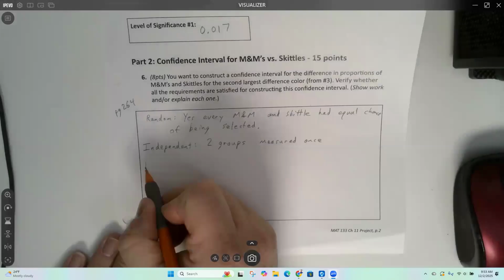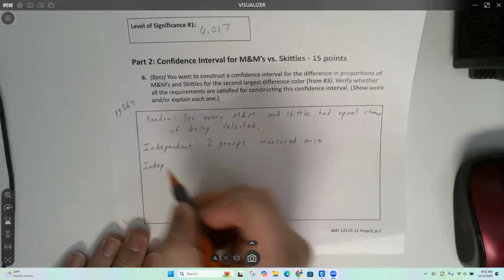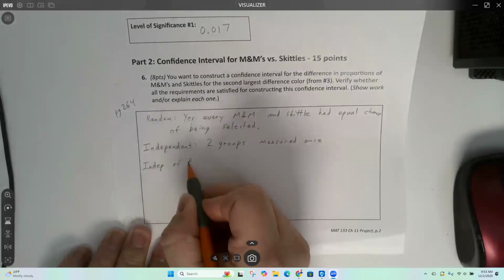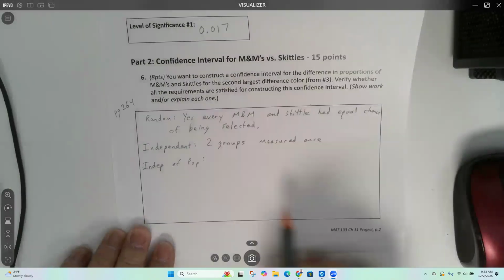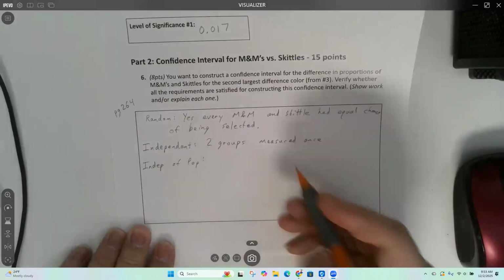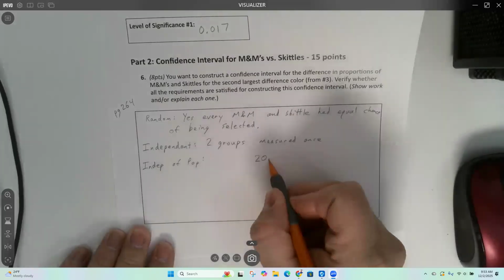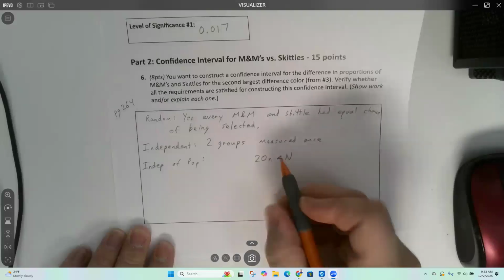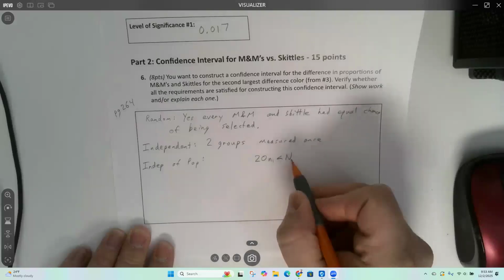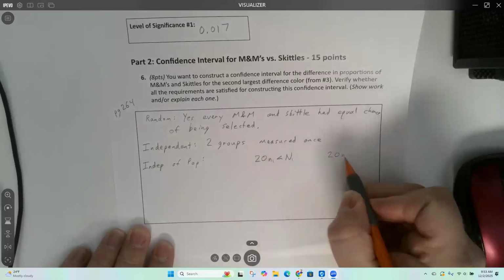But we also need to check that the two are independent of the populations. And that's what we've done before, right? We look at 20 times n is less than capital N, right? Except I have two different populations, so I need to do that twice, okay?